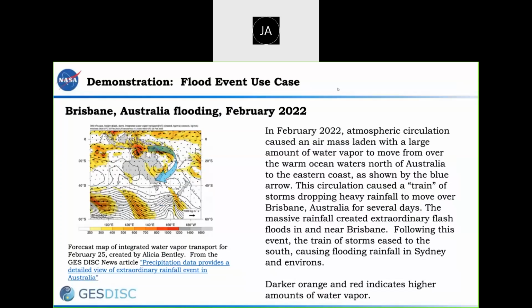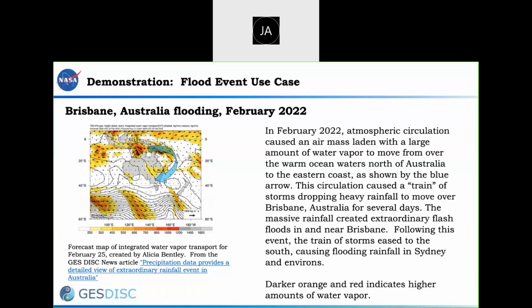Okay. I'd like to introduce what we're going to talk about next, which was some floods that occurred in Brisbane, Australia in February of this year. And this was an interesting event where the atmospheric circulation set up such that very moist air coming off from the tropical seas north of Australia moved into a circulation pattern that took it over the east coast of Australia.